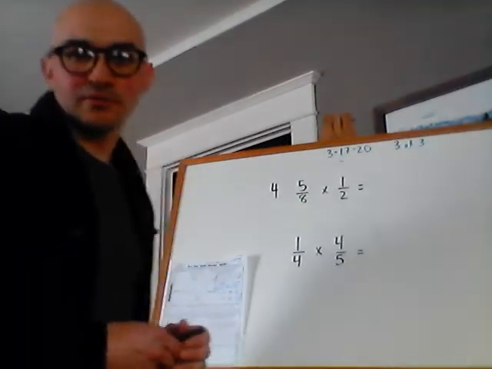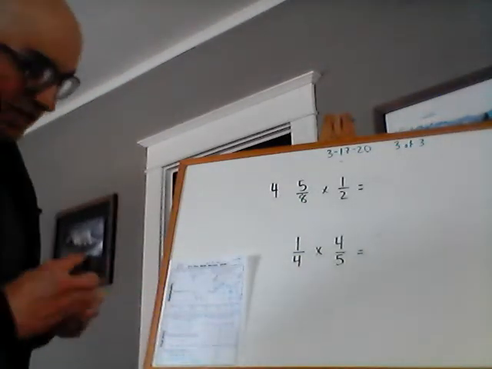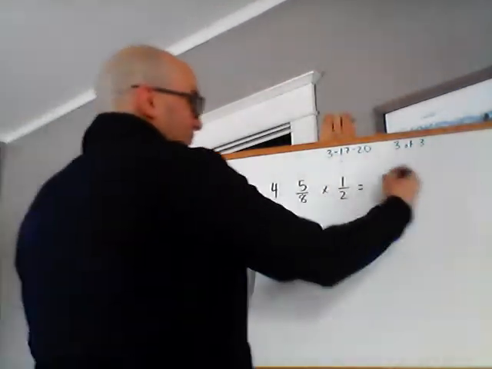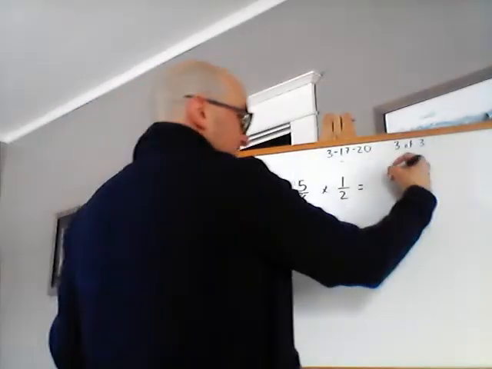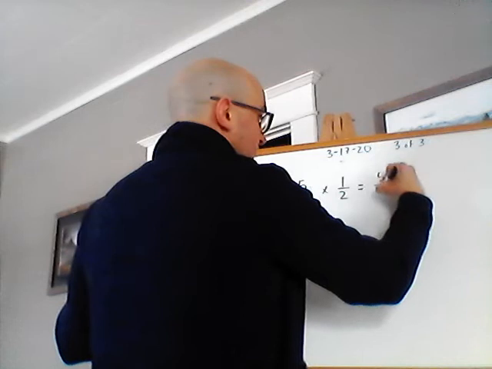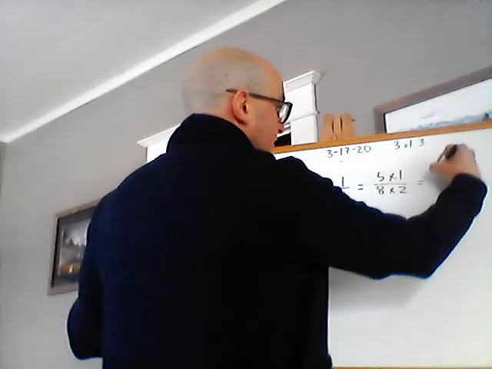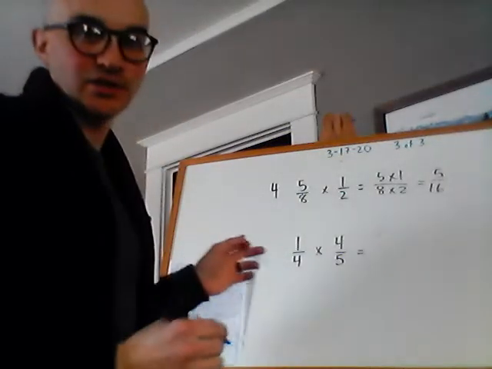All right, so problem number 4 has 2 different fraction multiplication problems. Simple enough, quick enough. Remember, when we're just multiplying fractions, we go top times top, then bottom times bottom. We simplify as needed. So this turns into 5 times 1 over 8 times 2, or 5 over 16. And we're done. No simplification needed.